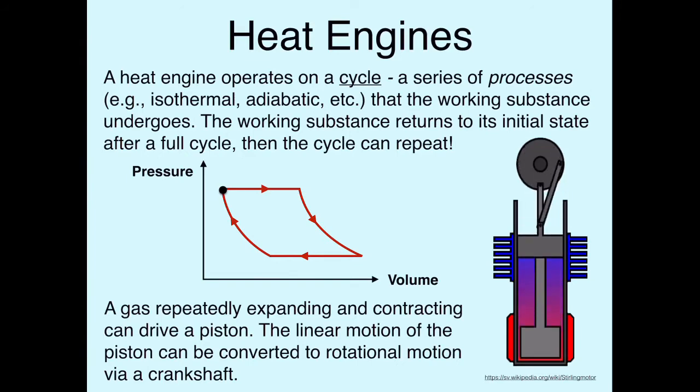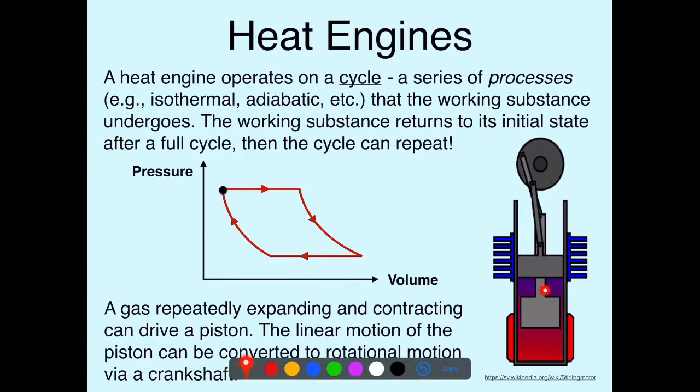Okay, so again, the piston is moving up and down. It's driven by the ideal gas. And then we convert that linear motion into rotational motion using a crankshaft so we can get the wheels of your car spinning or anything else we want rotating to start rotating.